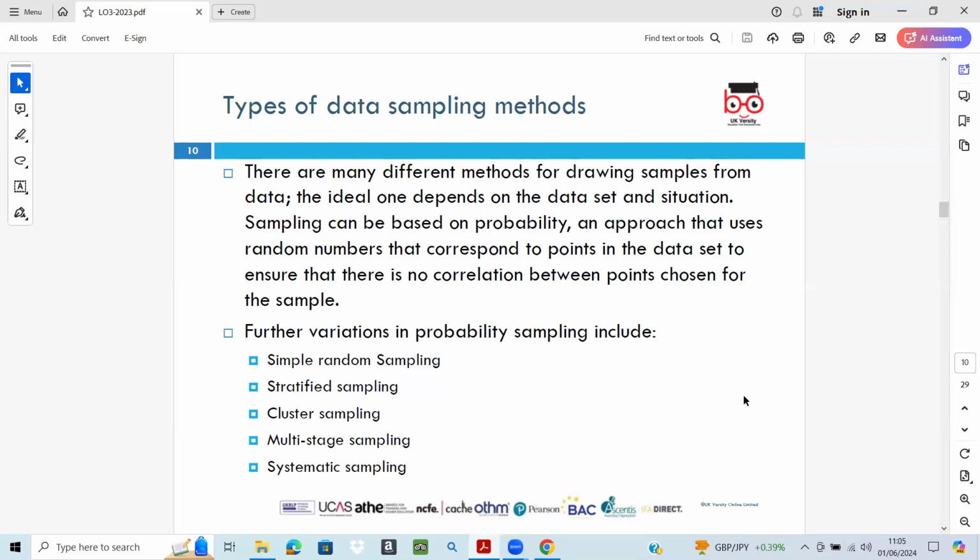Then we have some non-probability-based sampling methods as well. While probability-based sampling methods ensure randomness and reduce bias, non-probability sampling methods include techniques like convenience sampling, judgment sampling, and quota sampling. These methods are less rigid in their sampling approach, and they may introduce more bias into the sample.